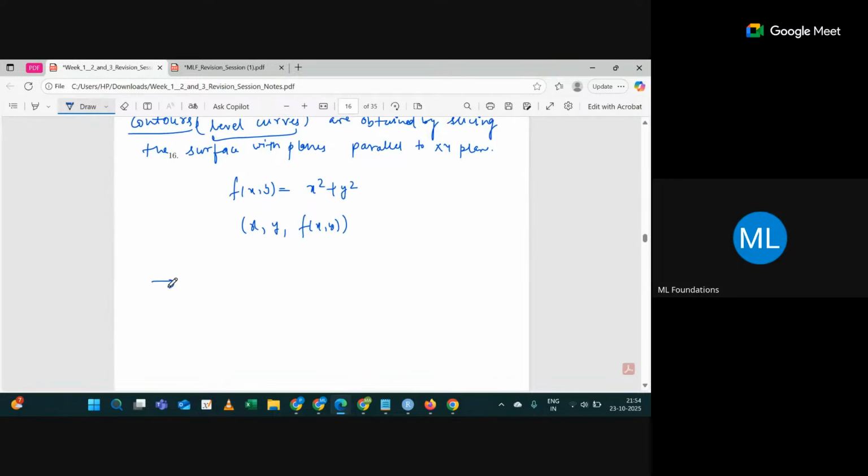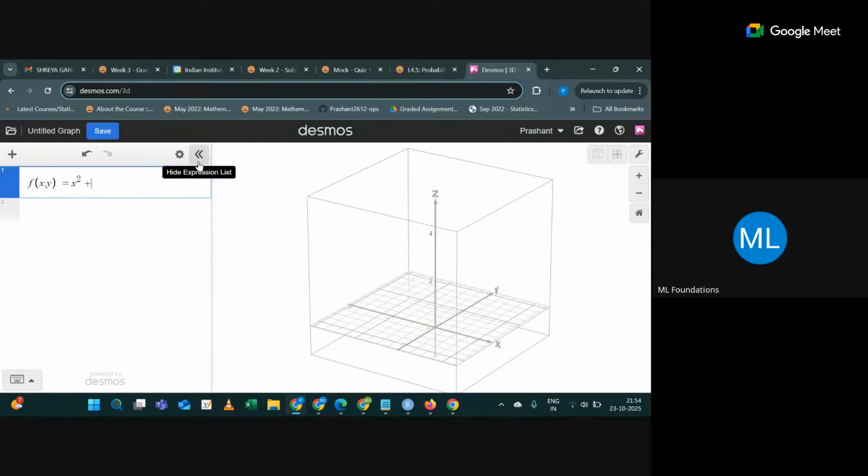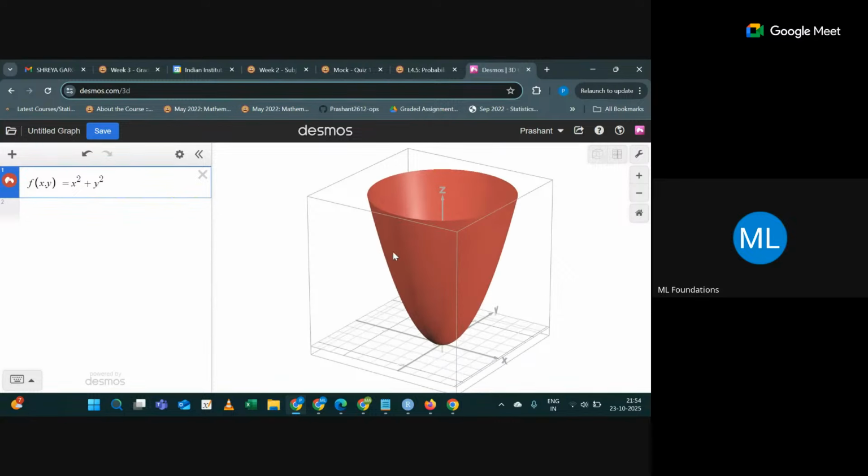So suppose I have f(x, y) as 1, f(x, y) as 2. Yes or no? Some different values, basically what we are interested in. Okay, let me draw it. So suppose this is x square plus y square. So this is the 3D plot of x square plus y square.